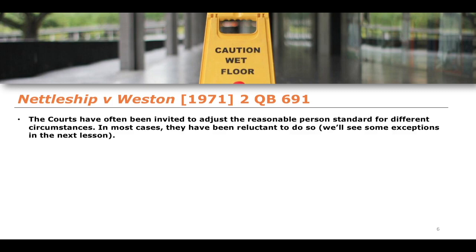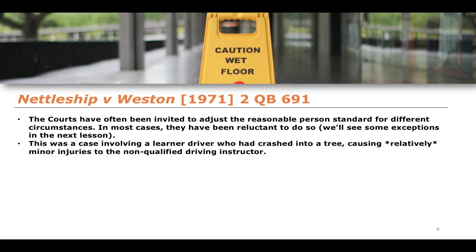So the courts have often been invited to adjust the reasonable person standard for different circumstances, and this case is an example of the courts being invited to do just that, but also being reluctant to do so. And we'll look at exceptions in the next lesson. So this was a case which involved a learner driver who had crashed into a tree, causing relatively minor injuries to the non-qualified driving instructor. So there were some injuries, but nothing was too serious.